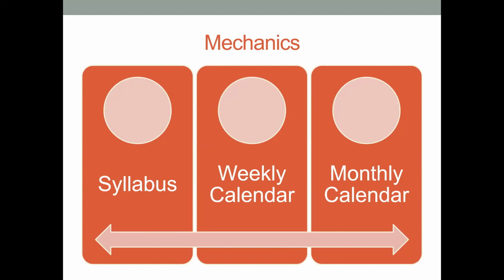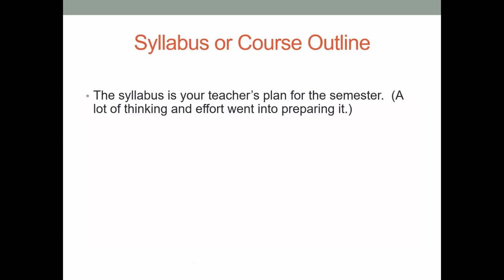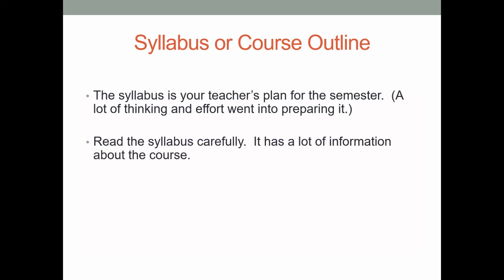To help you remember, here is a visual of the 3 things you will need to keep track of assignments: a syllabus, a weekly calendar, and a monthly calendar. The syllabus or course outline is your professor's detailed plan for the semester. A lot of effort and thought went into creating it. It is how your grade will be determined. Read the syllabus carefully. It has a lot of information about the course.